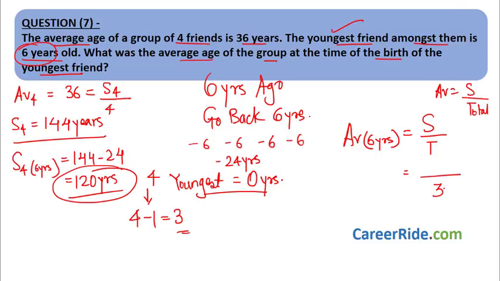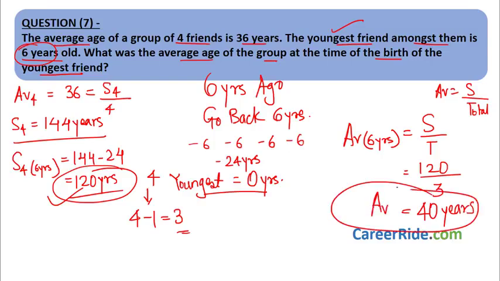So the total number of friends is 3. What is the summation of their ages? 120 years. Initially it was 144, then we reduce 6 years for each friend, so we get 120 years, right? So that is nothing but 40 years. So the average age of the group 6 years ago, when the youngest friend was born, is 40 years. See how easy it was.